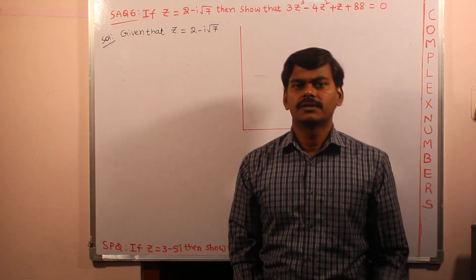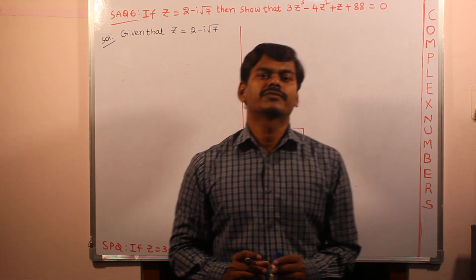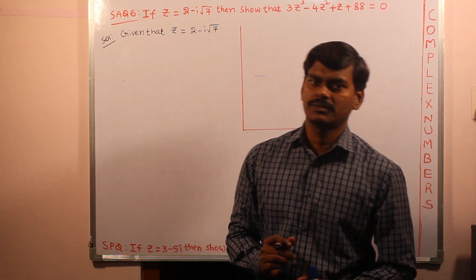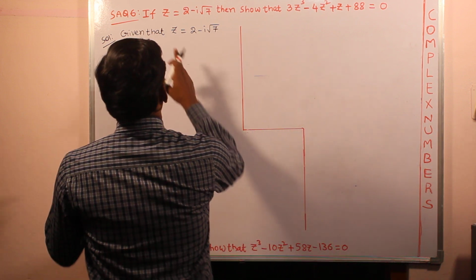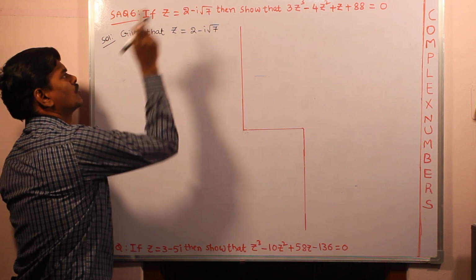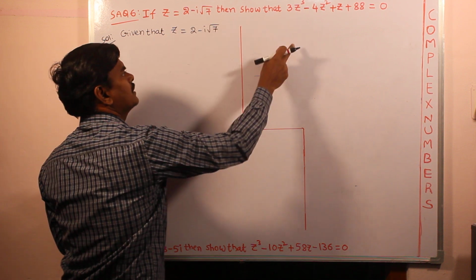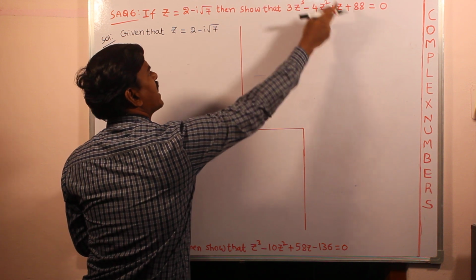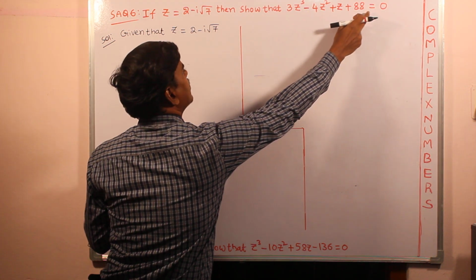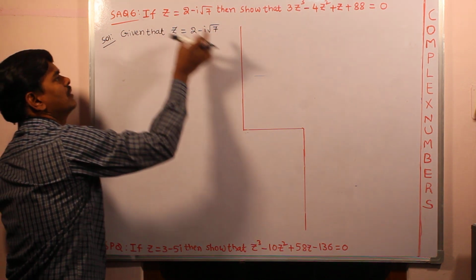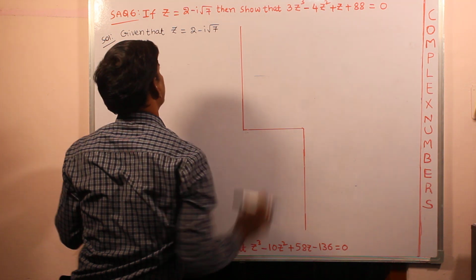Hello students, in this video we are going to discuss one of the important short answer questions from the chapter complex numbers. Let us see the question. If z equals 2 minus iota root 7, then show that 3z cube minus 4z square plus z plus 88 equals 0. So by using this equation, we have to prove this equation.